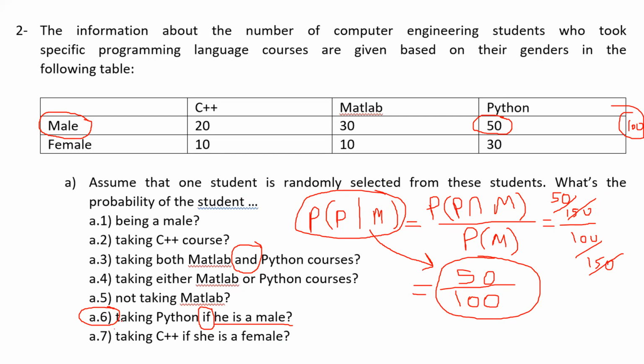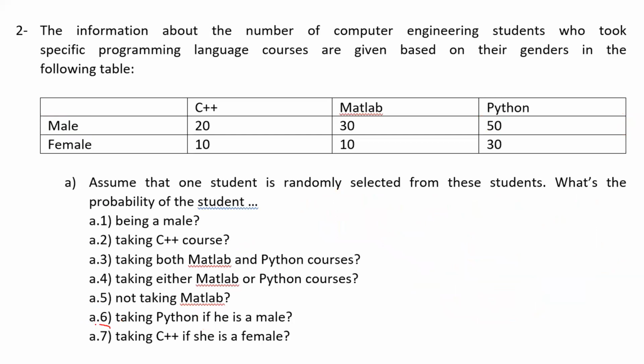For example, for A7, let's do it directly without using the formula. Taking C++ if she is a female. So we know that we are talking about females only. So how many of them do we have? If I find the summation, this is 50. So I should have 50 here. And what about taking C++? 10 of them took C++. So this is 10 over 50. Then directly you can find it using the table.